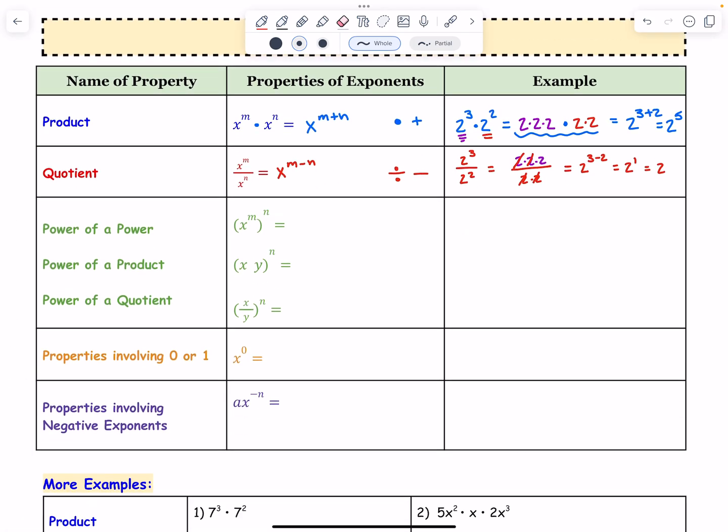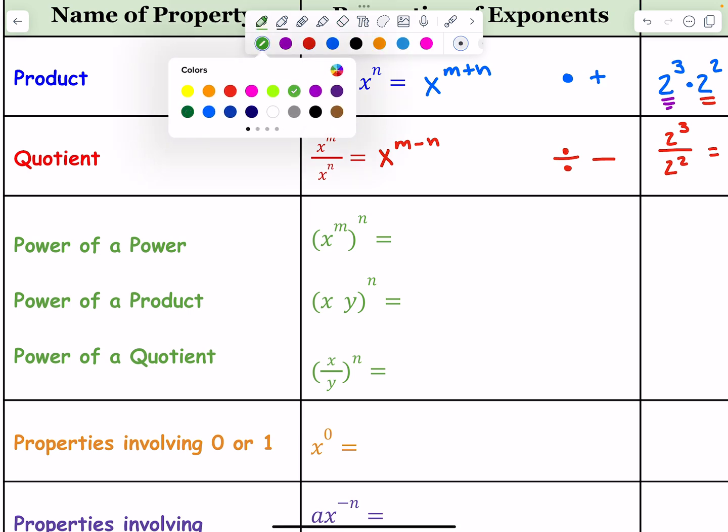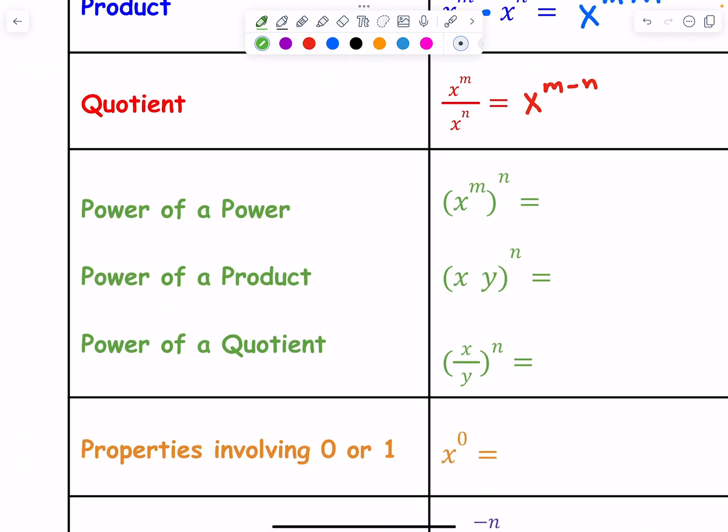Now let's look at 3 more rules in this video. We're going to look at power properties. So power of a power, power of a product, and power of a quotient. They all fall under the category of the power property. So the basic rule is when you have a base and it has an exponent, and then that has another power that's attached to it, you want to multiply those exponents. So I would write the base of x, and then m times n would be my new exponent.